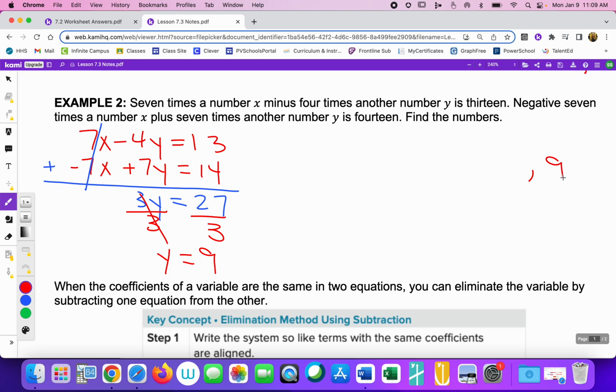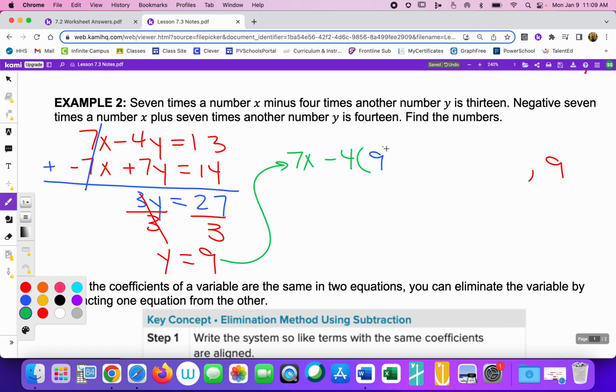So we're plugging this back in. Do you guys want to use the first one or the second one? First one? If you want to use the second one, by all means. So that'll be 7x minus 4 times our y value of 9.